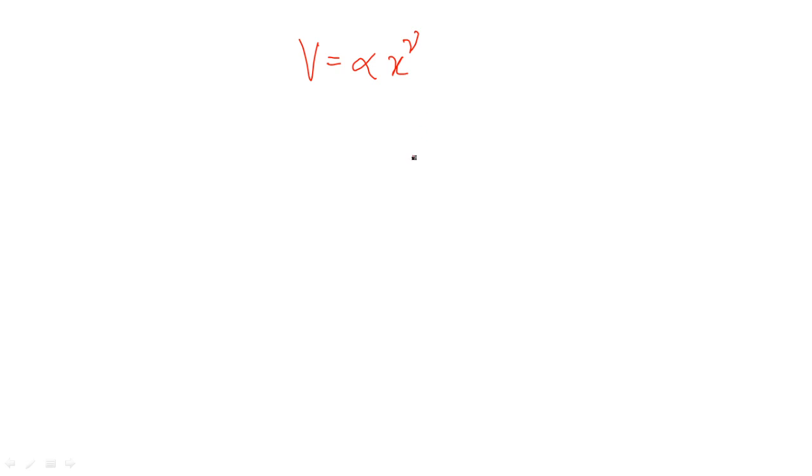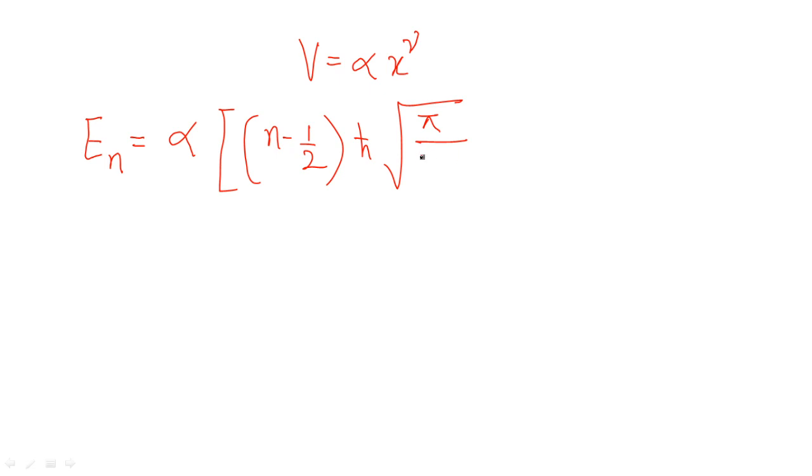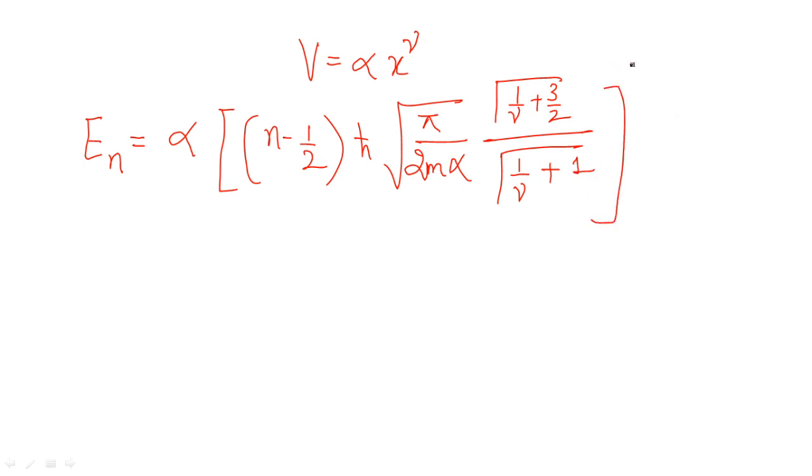Now, what will be the expression for the nth state energy? It's going to be alpha, then a bracket, n minus half, times h cut root pi upon 2m alpha, that is also within the root, times gamma of 1 upon nu plus 3 by 2 upon gamma of 1 upon nu plus 1. This is what you are going to have, and the whole thing to the power 2 nu upon nu plus 2. Please be careful about the nu. What is nu? The power of x.